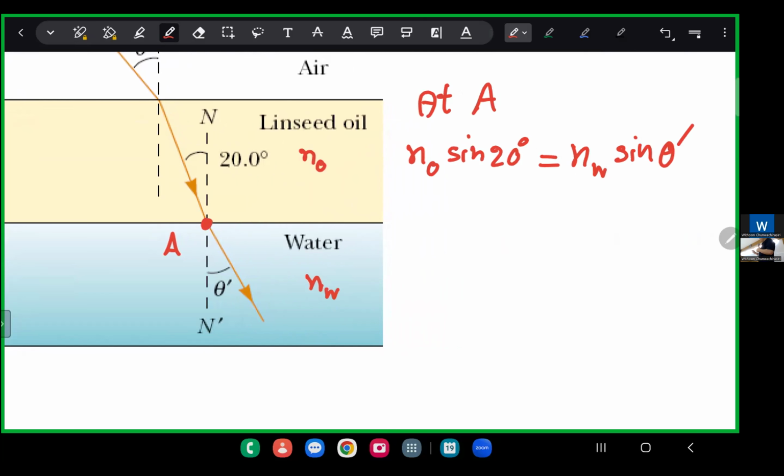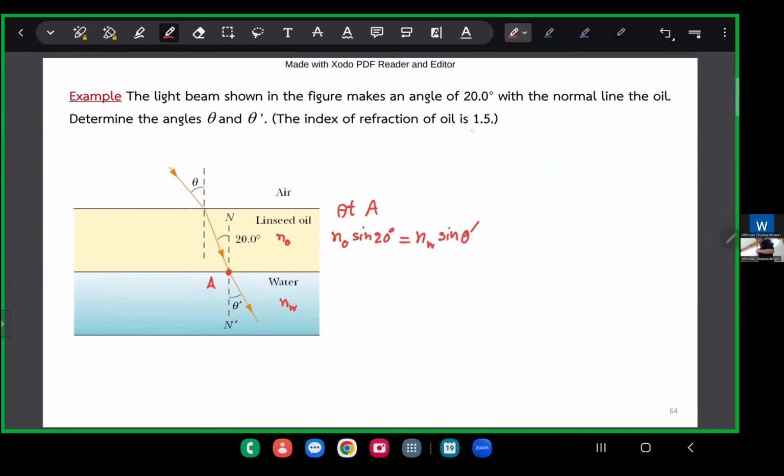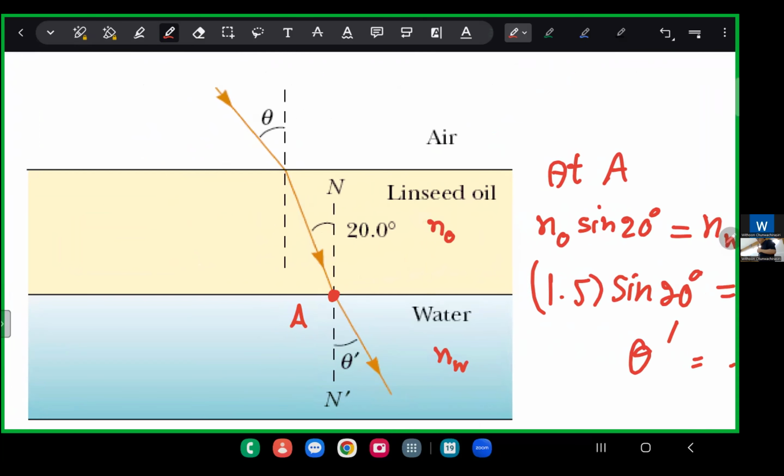Because you know all of the values of the N's, because it's already been given that oil has a refractive index of 1.5. So it's 1.5 sine 20. Water is 1.33 approximately from the table. There you go. Theta prime is done. Not too bad. You only apply Snell's law at a point of refraction. So once again, same geometry.